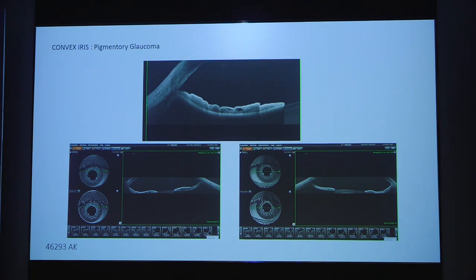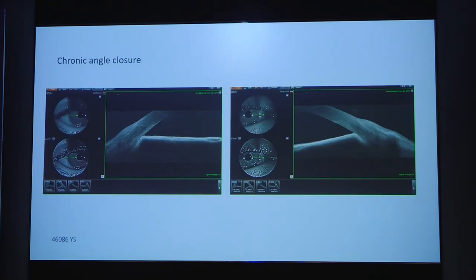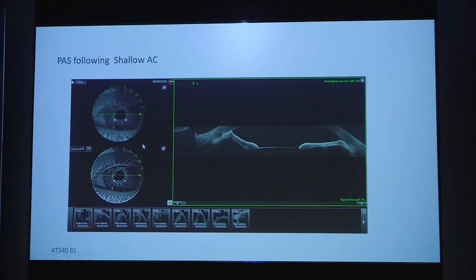And this is a convex iris in pigmentary glaucoma, which we see very often, but we don't know how it looks like on ASOCT. Chronic angle closure, as you see here, you can see the peripheral anterior synechiae which is pulling up the iris, and the angle closure in both the eyes here.